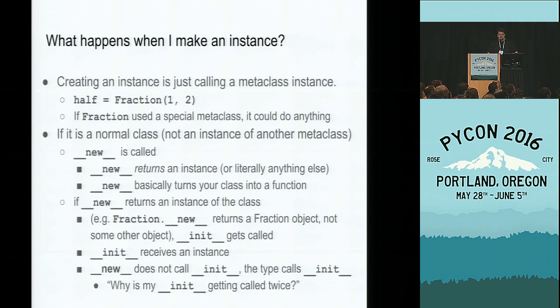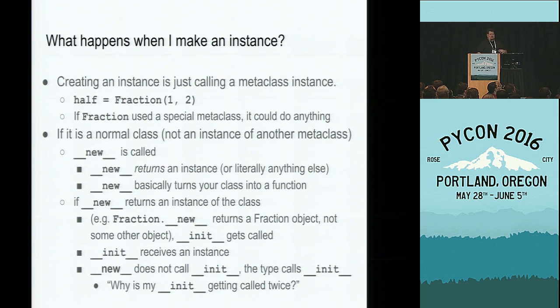So first, making this instance was just calling Fraction. So that call is defined by the metaclass. So if we didn't have a class, like earlier we had our Boolean enum, then calling it does something completely different than making an instance, and completely different from our __init__, and all of that. But in our case, it was a normal class. So what happens first is that __new__ gets called.